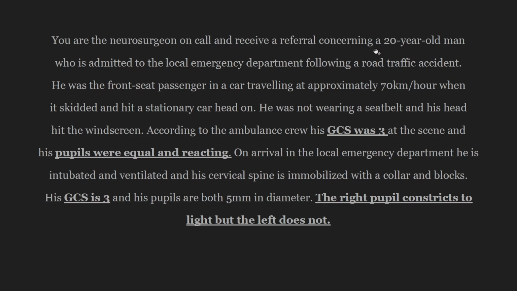So it's a 20-year-old male patient, he had an accident. His GCS on arrival was 3, so it's really low. The pupils were both equal and reacting. After arrival, the patient was intubated and ventilated, but the GCS was around 3. And the pupils, the right one constricted to light, but the left one does not. So the left pupil was dilated, and it was fixed, and that is one of the indications for surgery. So the left pupil was fixed, and you should work around that.